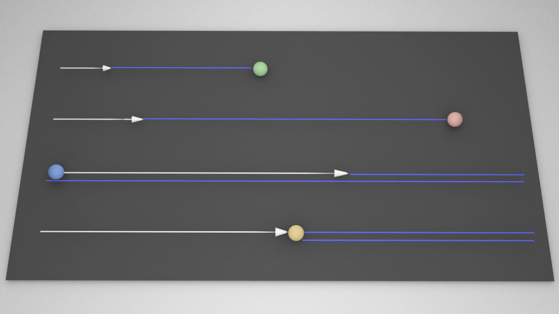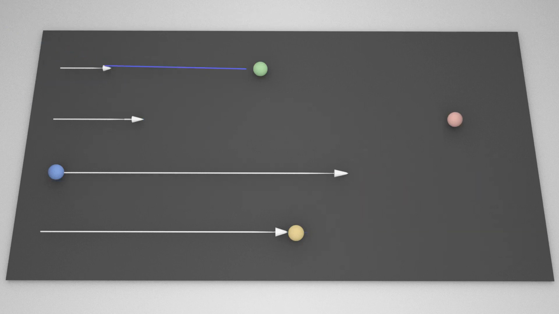But nevertheless, let's look at the green particle again. The blue line represents the distance traveled by this particle. Nothing spectacular. And obviously, the blue line and the red vector are the same in length. Then, let's look at the red particle. Again, a similar situation as for the green particle. The blue line is the same length as the red vector.